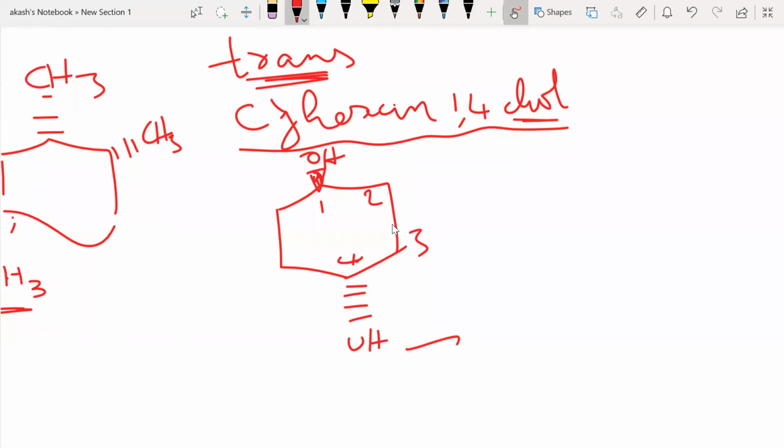So what happens is, you can talk cis or trans only with respect to two of the groups, right? Now if I want to put the third OH group, I can put it anywhere. Now you have to ask the question to me, or I have to ask you, with respect to which OH group. For example, you can ask me whether it's cis or trans. I say trans, but again, that information is not sufficient, right? Why is it not sufficient? Because the next question you should ask is trans with respect to what? With respect to which OH group?